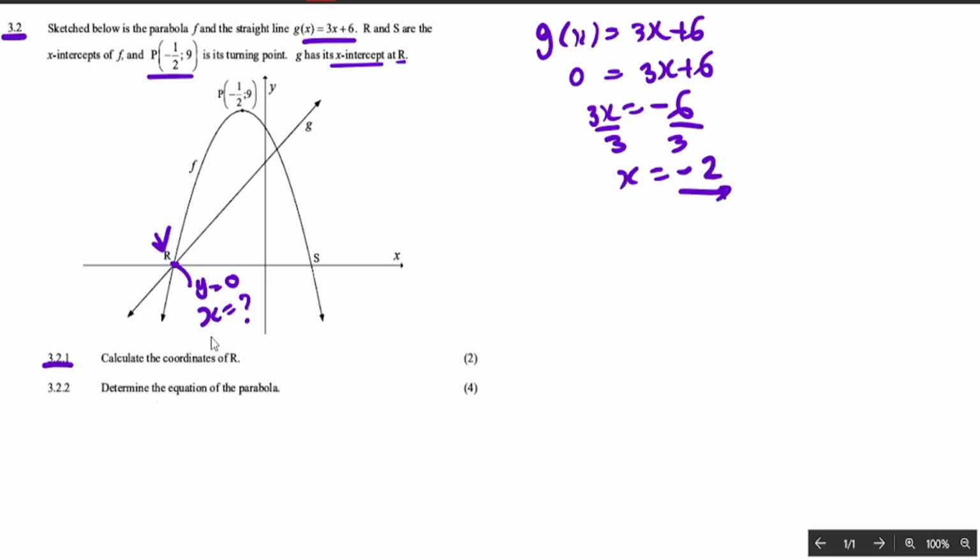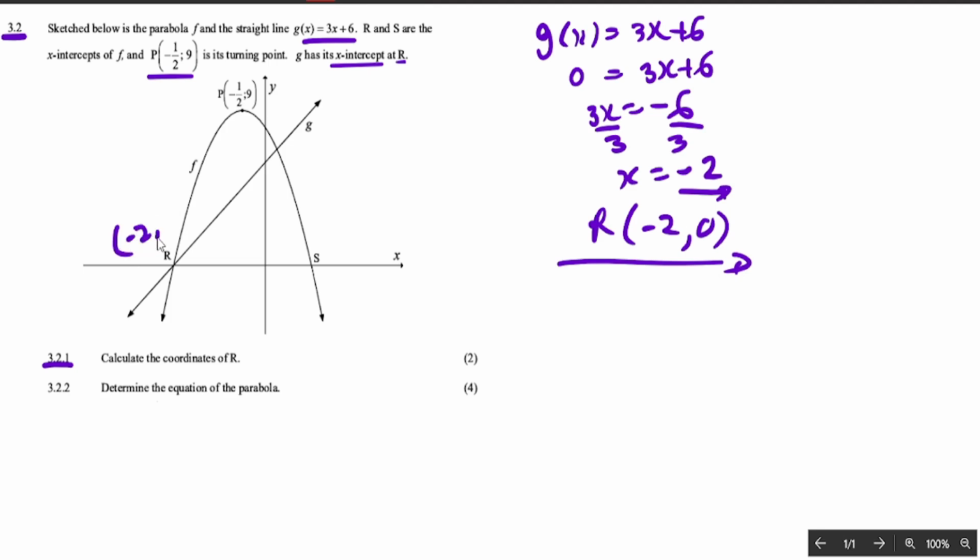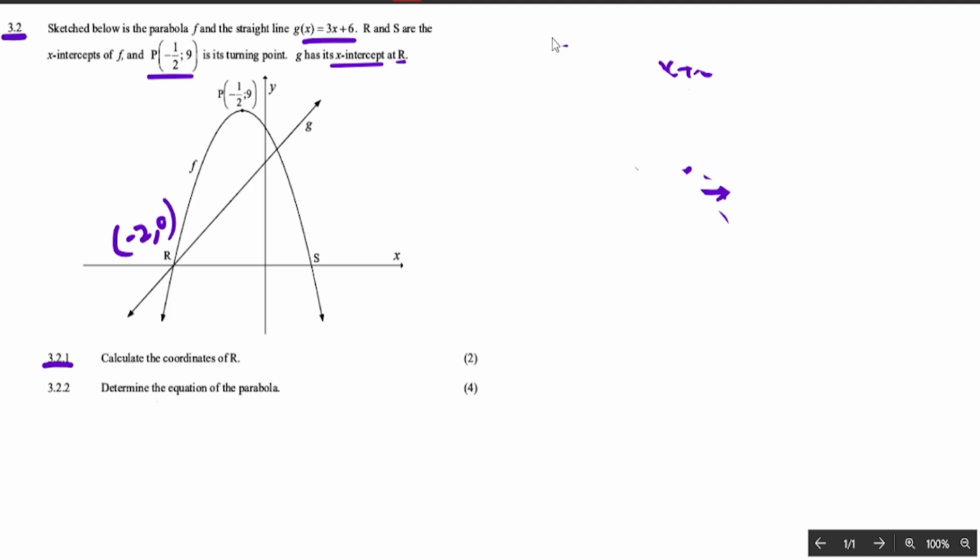So now we know that x is equal to negative 2. So our R is going to be negative 2 and 0. So those are the coordinates of R. Let me write them here: negative 2 and 0. And then erase here. So now the following question wants us to determine the equation of the parabola.